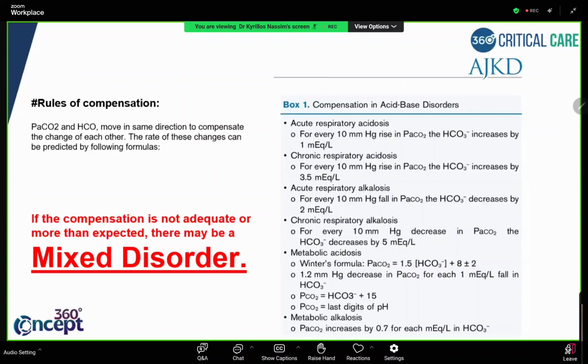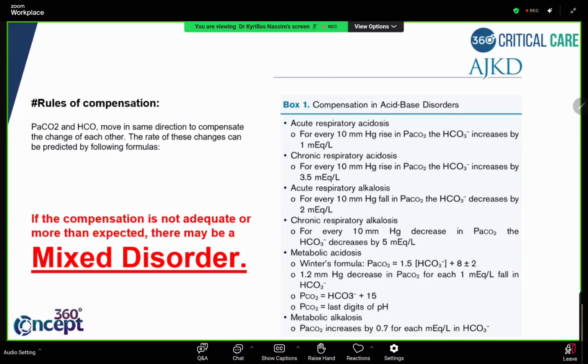Exams, which is the rule of compensation. CO2 and bicarb, we all know they are moving in the same direction to compensate each other. But the rate can be predicted by this formula. And I have this photo from AGKD, which you can find in this wonderful paper on the internet.